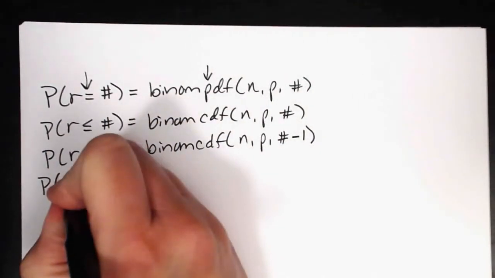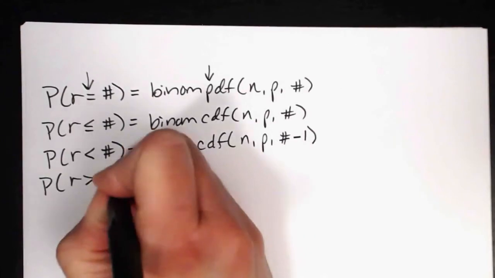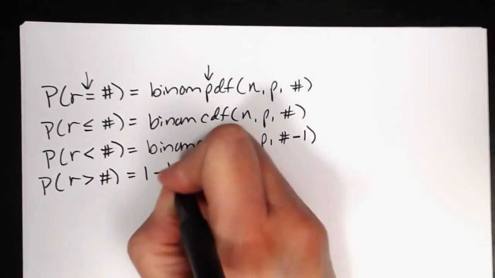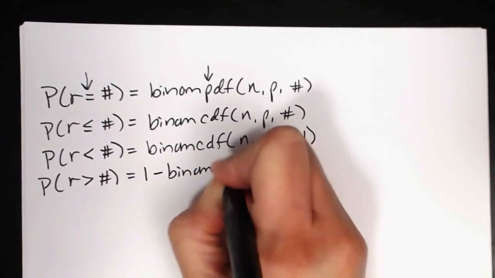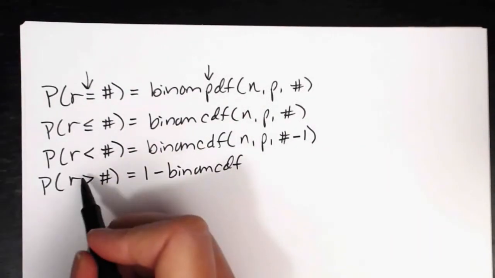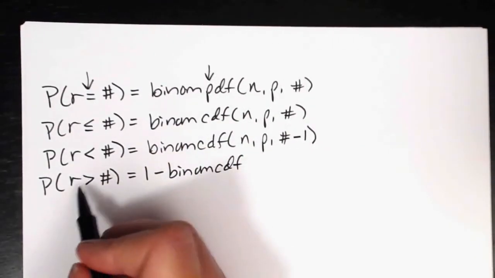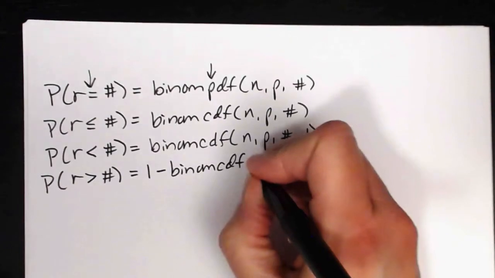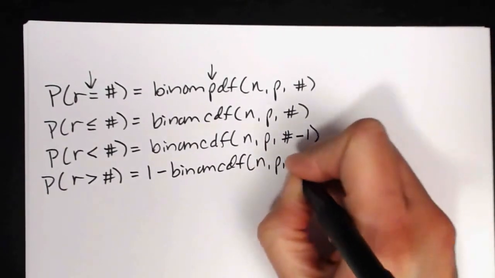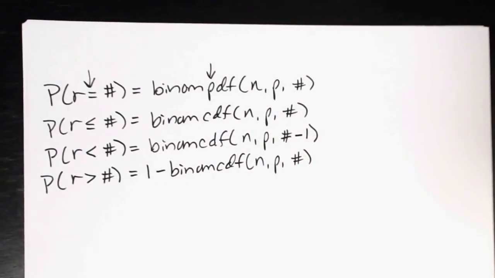If we have an r greater than some number, that's when we have to do 1 minus to get this greater than to become its exact opposite, which is a less than or equal to. So n, p, whatever that number was.